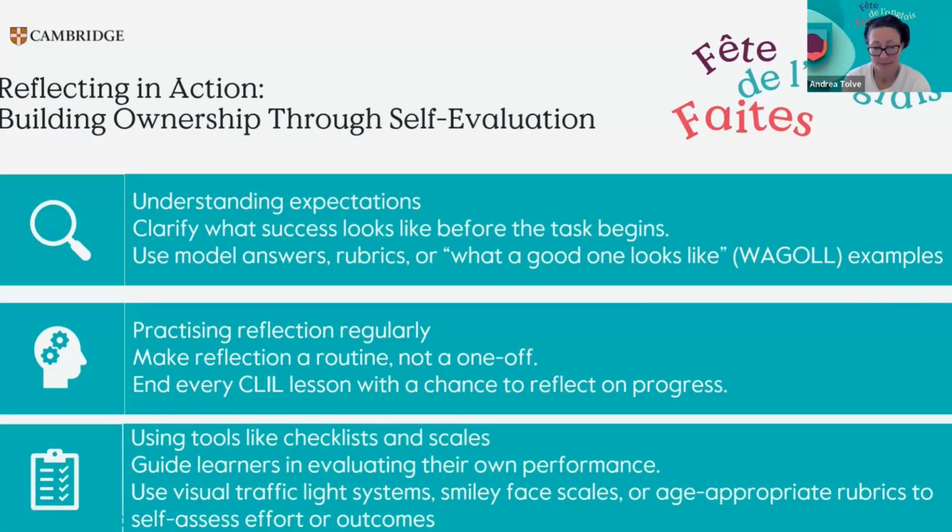And then number 3, using tools like checklists and scales that can really help guide our learners in evaluating their own performance. Do any of you use visual traffic light systems in your class? Do you want to pop in the chat box? Do you use traffic light systems or smiley face scales or anything like this with your students?